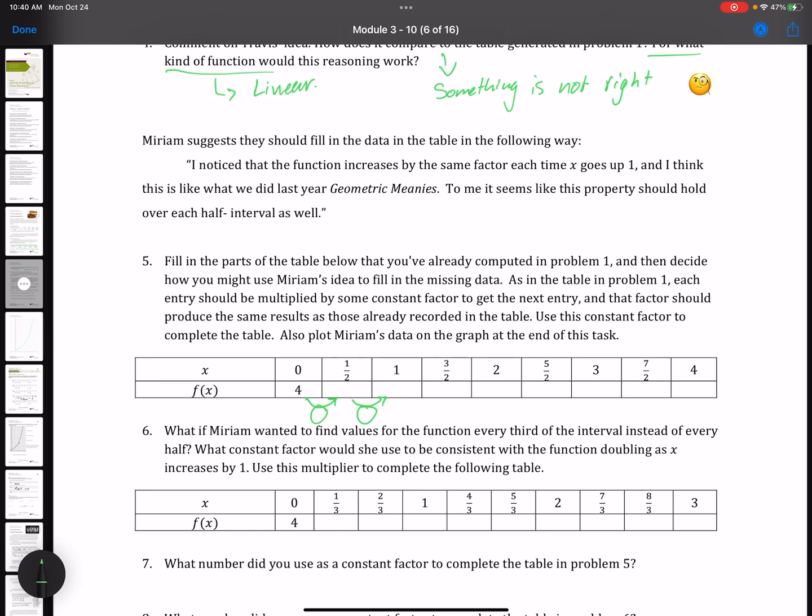Okay, so what we need to do is fill in the parts we've already computed and then try to use Miriam's strategy to fill in the rest of the data. So what we should be doing is getting some constant multiplier to go from one term to the next term each time. Okay, so let's see. We can fill in 1, 2, 3, and 4. So if we fill in, that's 8, 16, 32, 64.